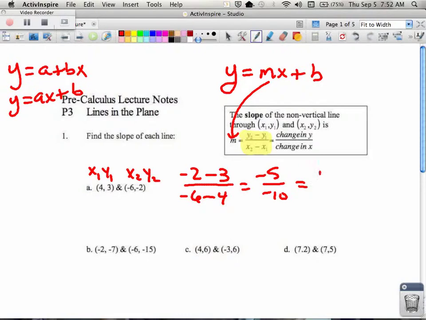And of course, in this class, you will always simplify. And so you get positive 1/2. And so this is just using the slope formula. Questions?